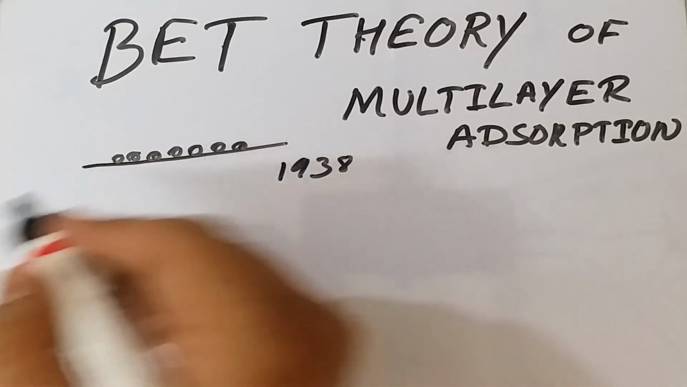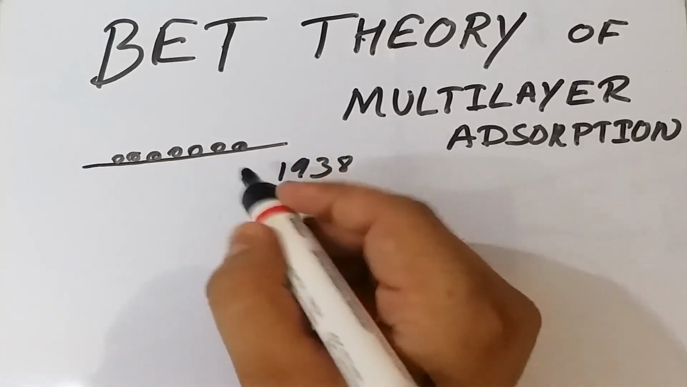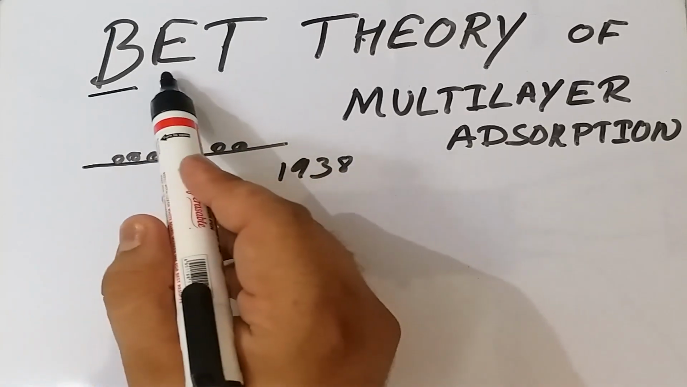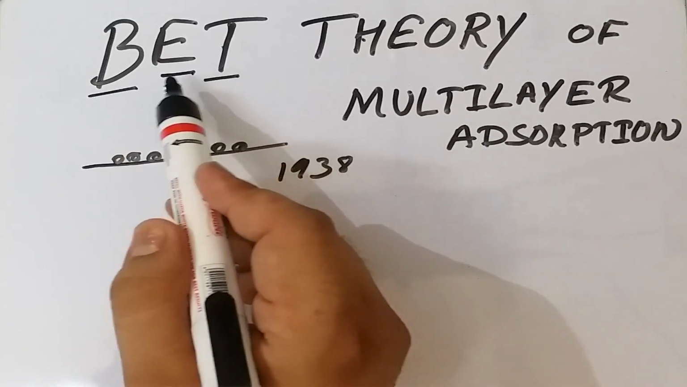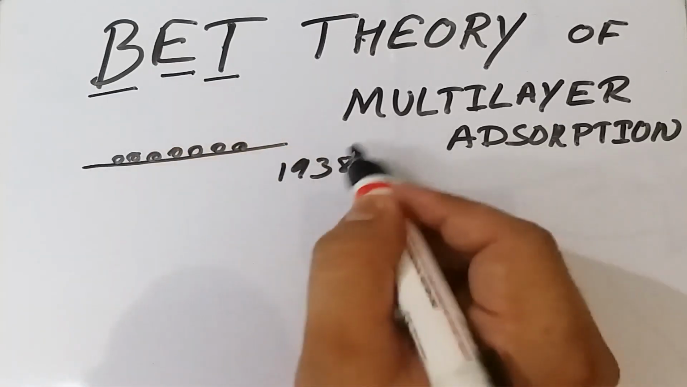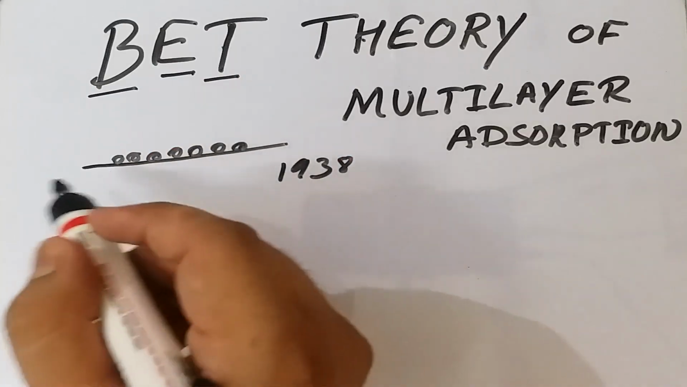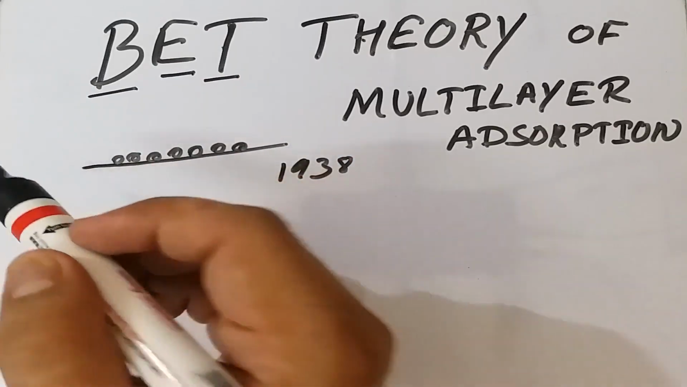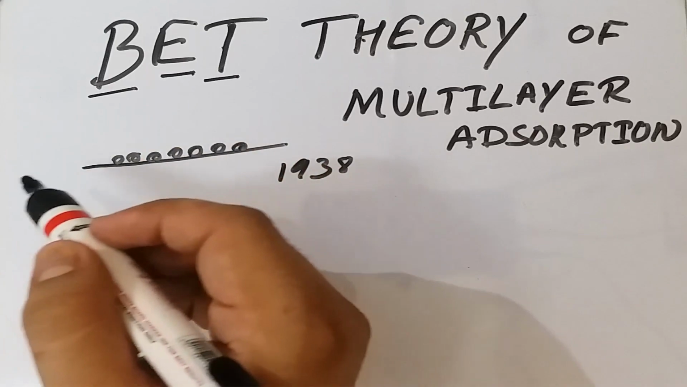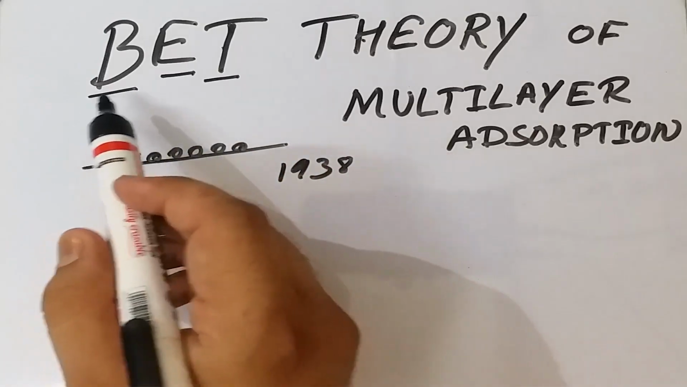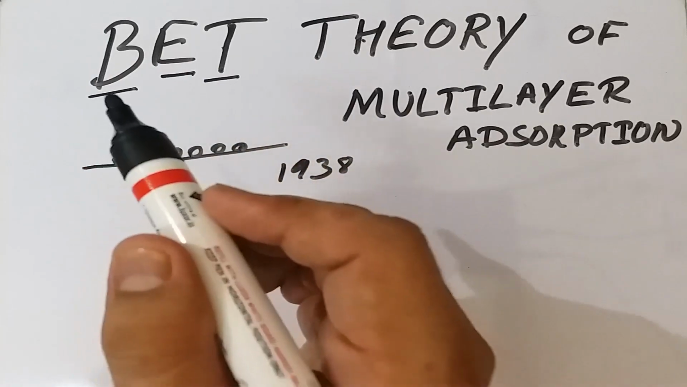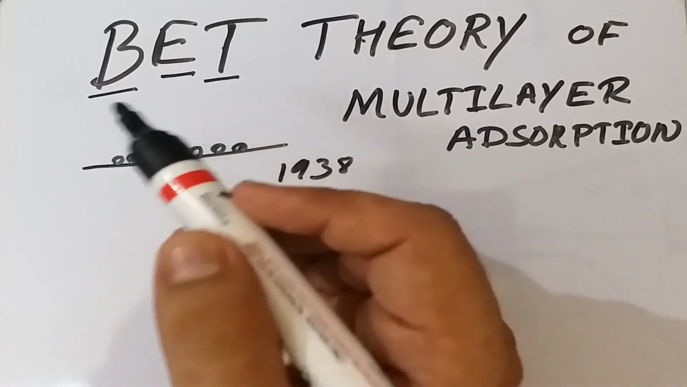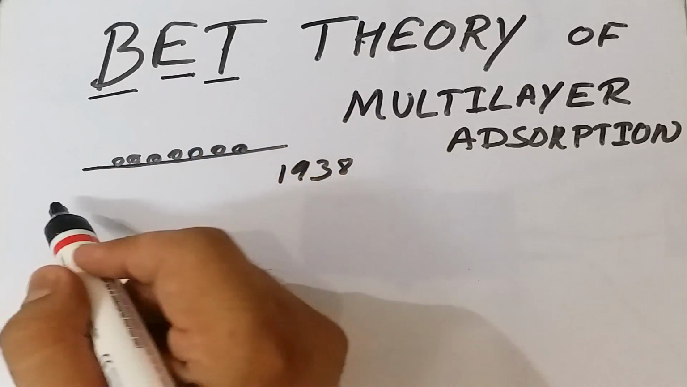1938 three scientists, namely Brunauer, that is B comes from Brunauer, E comes from Emmett, and T comes from Teller. These three scientists in 1938, taking the basis of the Langmuir theory, derived the expression which is popularly known as the BET theory, which explains the multi-layered adsorption phenomenon. So this theory is based on a few assumptions.